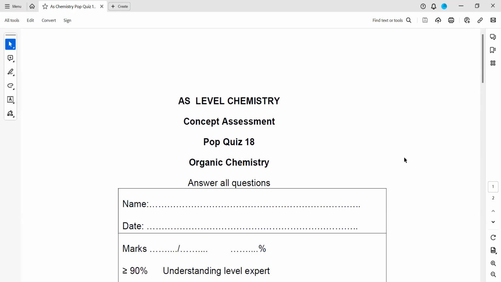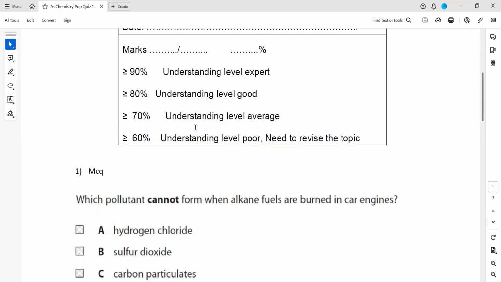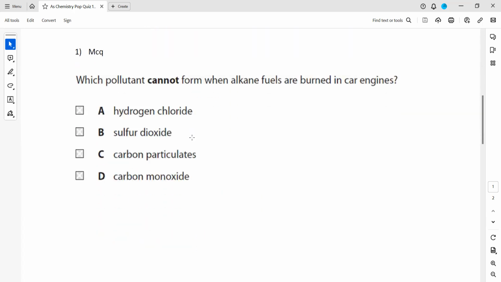So this is organic chemistry, pop quiz 18. And the first question: which pollutant cannot form when alkane fuels are burned in car engines? So which of them are not produced?